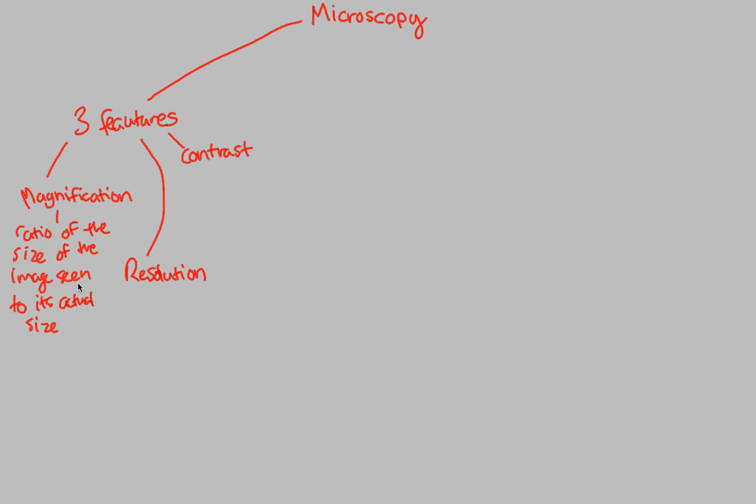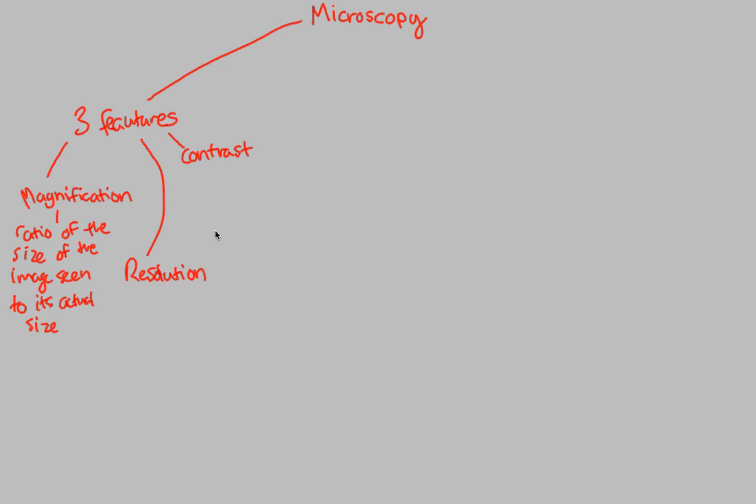Basically, we're going to be looking at something and magnifying it and making sure that that magnification gives us this ratio in which the size of the image, let's say, is 1,000 times, 1,000 to 1, bigger than it is in actuality. That's the basic idea behind magnification.